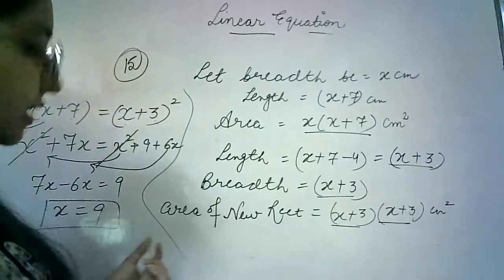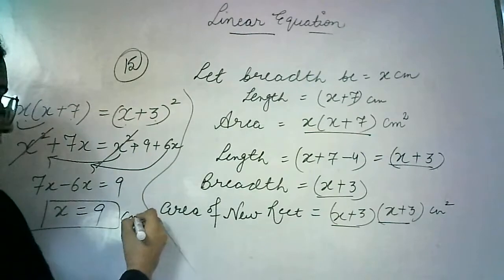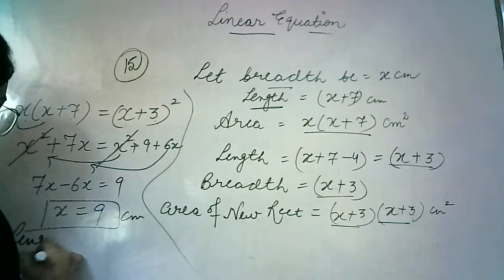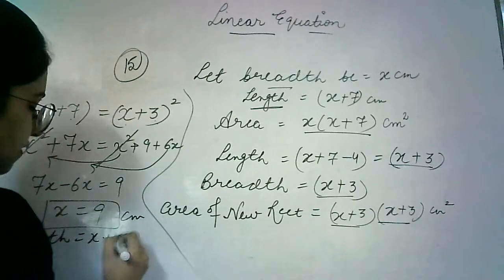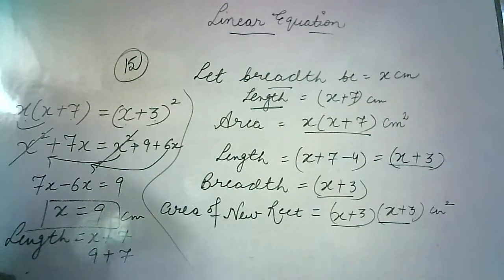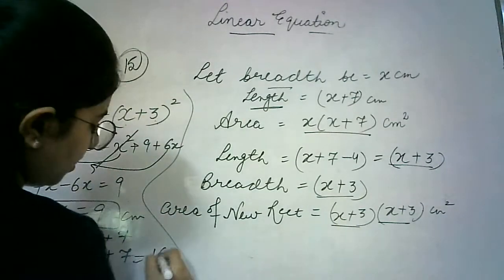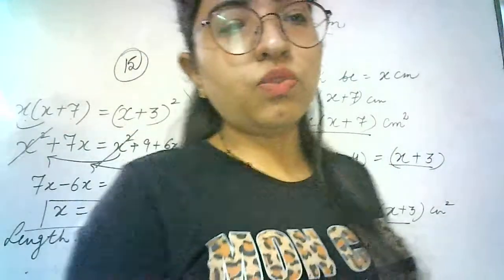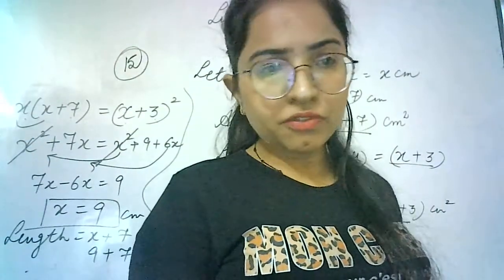Now, if breadth is 9 centimeters, because x was breadth, what will be the length? Length will be x plus 7, that is 9 plus 7. 9 plus 7 will be 16 centimeter. Answer. That's it. Clear everyone? This was question number 15.